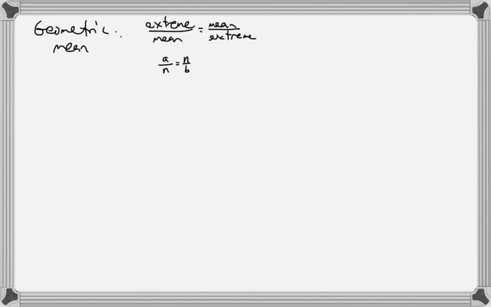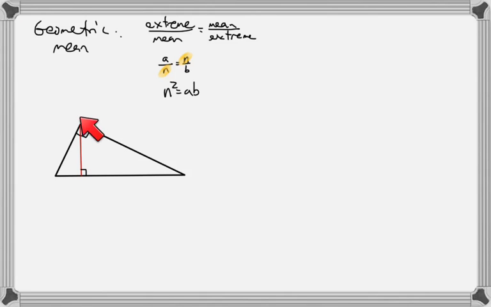That ends up being the two means of the proportion are equal, and if you cross multiply, you get n squared equals AB right here. Now, in a diagram, if you have a right triangle, like I have here, and then you have an altitude, I'm going to call that altitude A, its length is related to the parts of the hypotenuse. It's related to these parts, G and F, because the altitude breaks the hypotenuse into G and F.